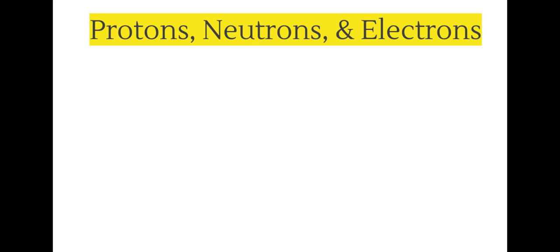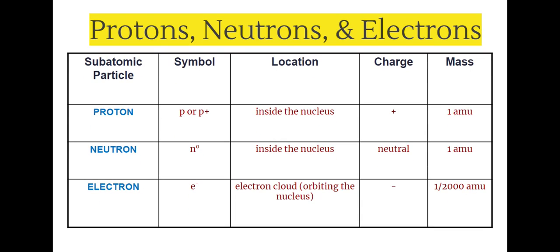So, what are these very tiny particles that make up a very tiny substance? Protons are positively charged particles represented by a P or a P plus, and they are located inside the nucleus. Their mass is one atomic mass unit.